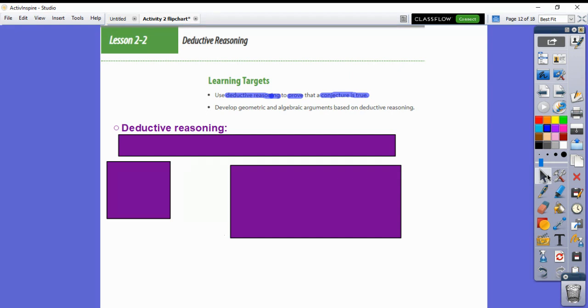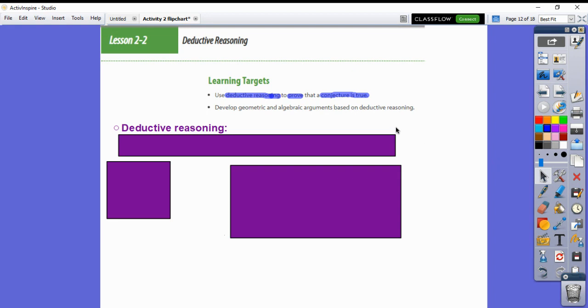So what we need in order to prove that a conjecture is true, we need a different type of reasoning. Inductive reasoning is really good for using pattern recognition to make educated guesses, but to know with certainty that those educated guesses are always true, we need to use deductive reasoning, and we're going to talk about that in this video. We're also going to develop geometric and algebraic arguments based on deductive reasoning.